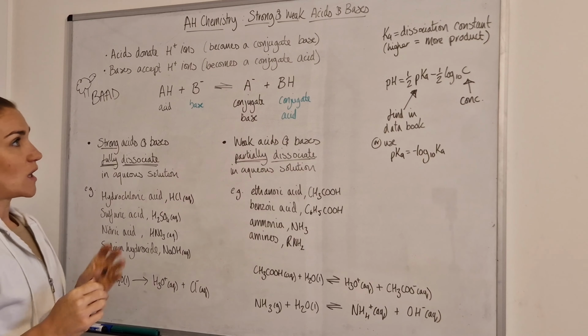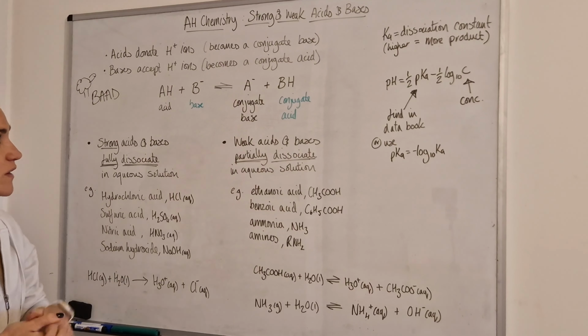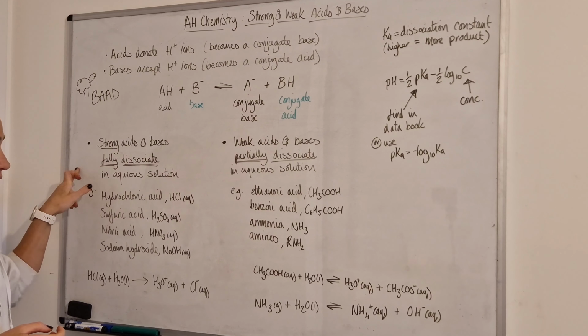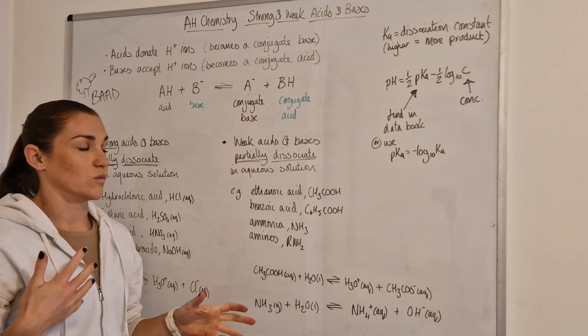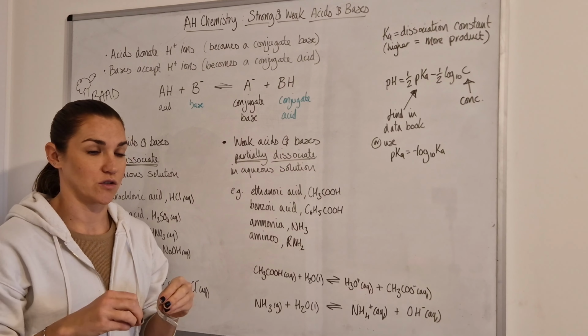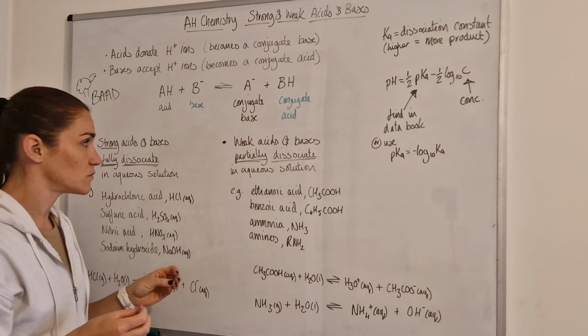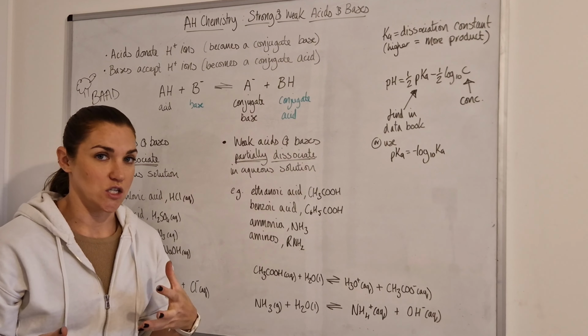So if we then look at dissociation constants, in fact, before we move on to that, we'll talk about strong acids and weak acids and bases. So the difference between strong and weak has got nothing to do with concentration. Concentration is how many particles you have in a given volume. When it comes to strong and weak, it's to do with how much dissociation you get.